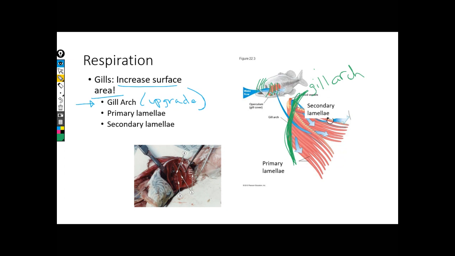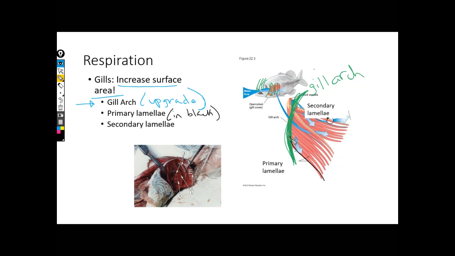So from there, where that gas exchange is actually going to occur is on what's called the lamellae, which are those words there. So we have primary and secondary lamellae. Okay. So my primary lamellae are going to come directly off the gill arch. And that's kind of what you can see here. They look a bit like these kind of pink fingers.